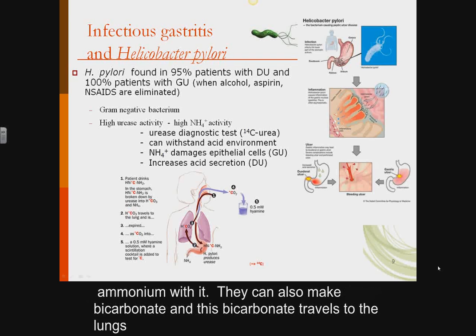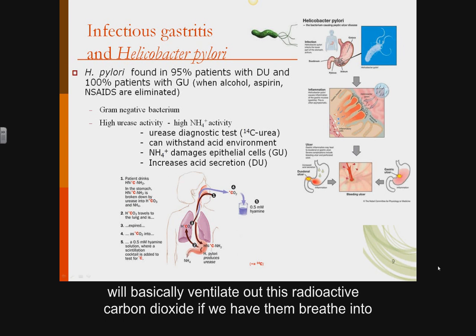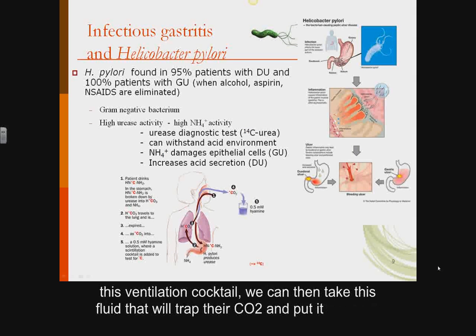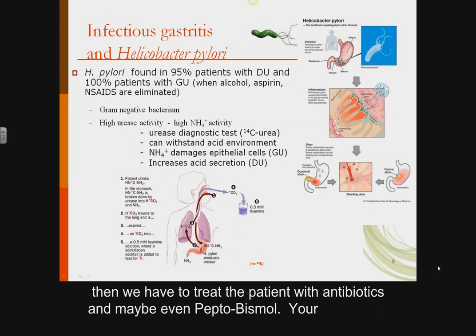When they do this, they also make bicarbonate, and the bicarbonate has the C14. When the bicarbonate in the blood gets to the pulmonary capillary bed, the bicarbonate is converted into C14 carbon dioxide. And the person will ventilate this out into a scintillation cocktail. And we can take this fluid that will trap their CO2 and put it in a scintillation machine to detect the radioactive C14. And so if it comes back positive, well, then we have to treat the patient with antibiotics and maybe even Pepto-Bismol.